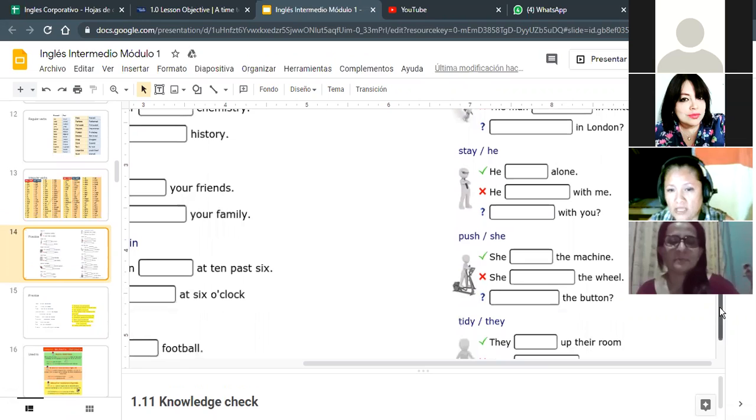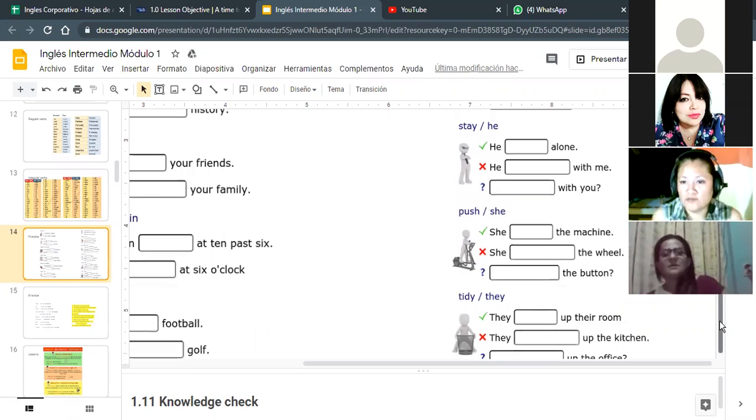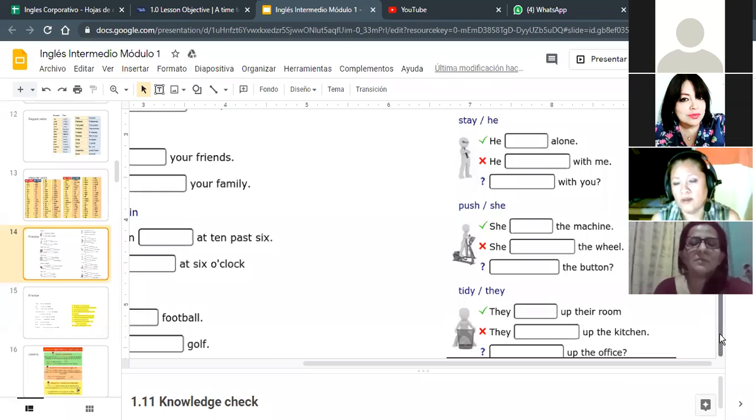Staying here, affirmative. He stayed alone. And the negative? He didn't stay with me. And the question? Did he stay with you? Good. Next one is pushing, she, affirmative.